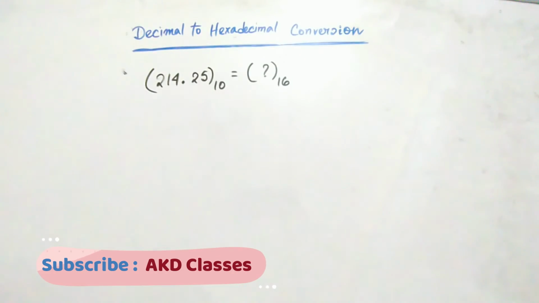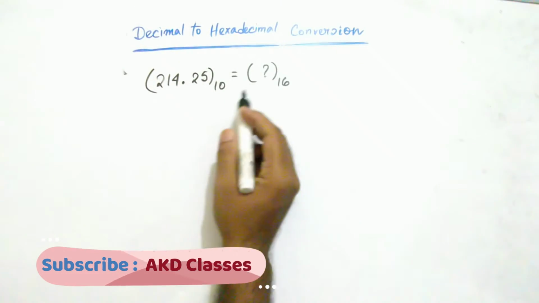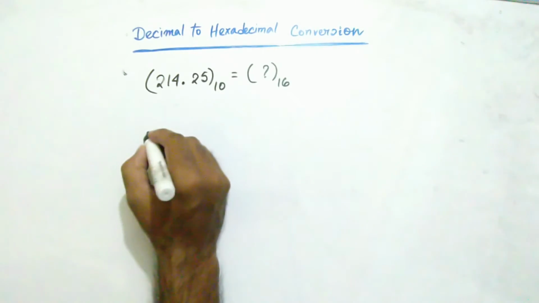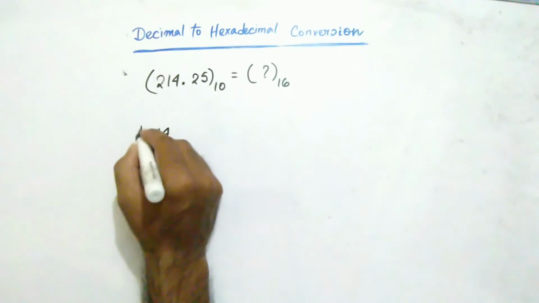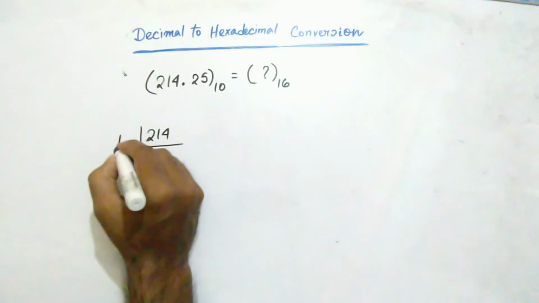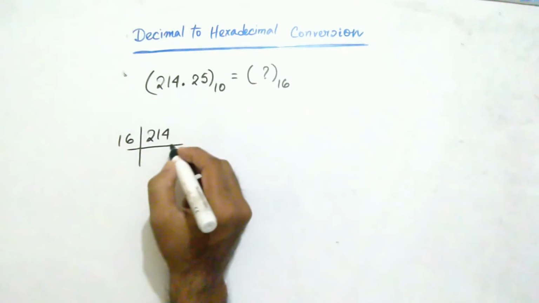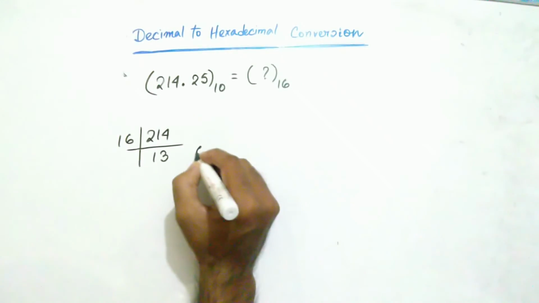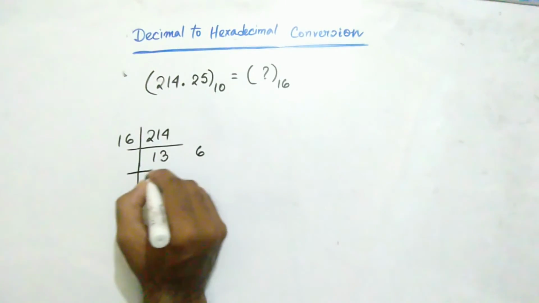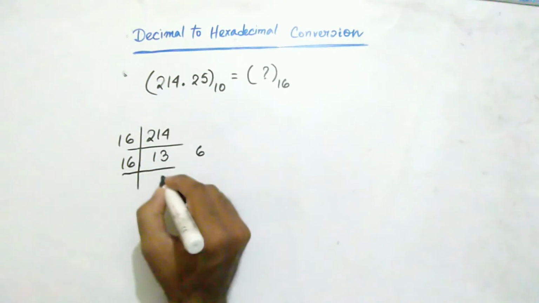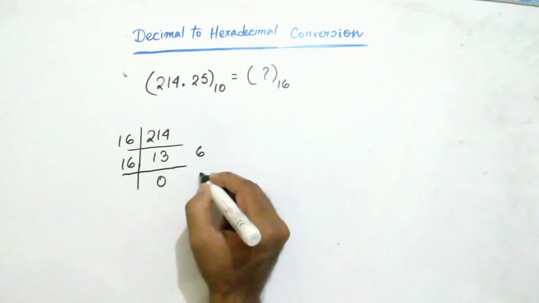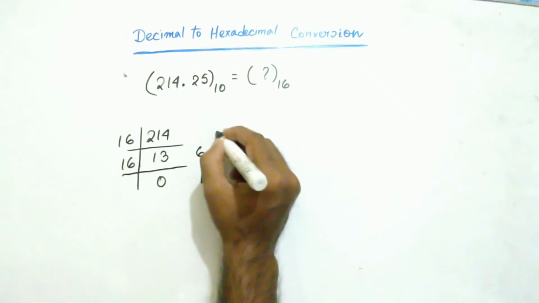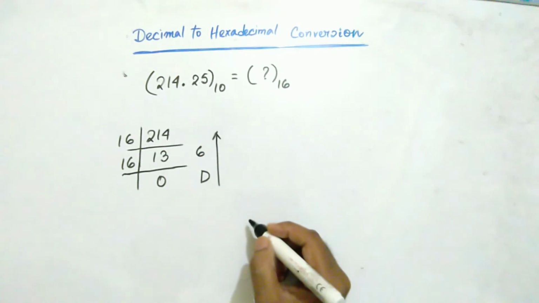Now we are given the number 214.25. This we have to convert into its corresponding hexadecimal format. The left part of the decimal point, which is 214, we are going to divide by the base of the hexadecimal, which is 16. It goes 13 times, and we have a remainder equal to 6. This can be further divided. It goes 0 times, and we have 13. Instead of 13, we are going to write the symbol D, and we collect this from bottom to top order.